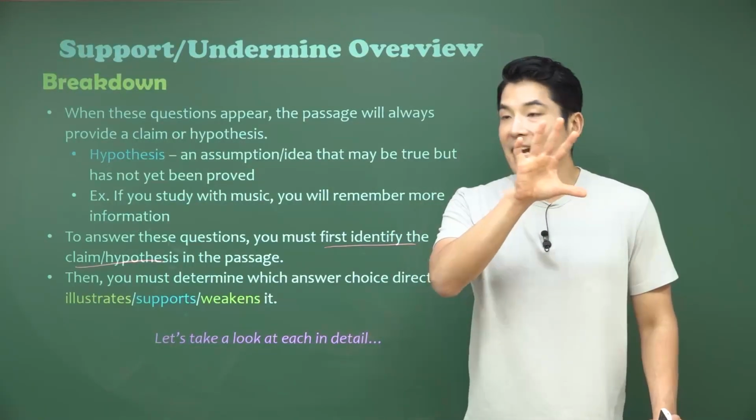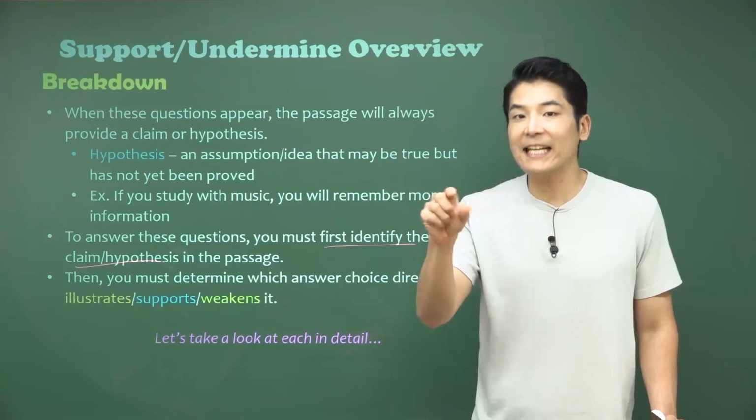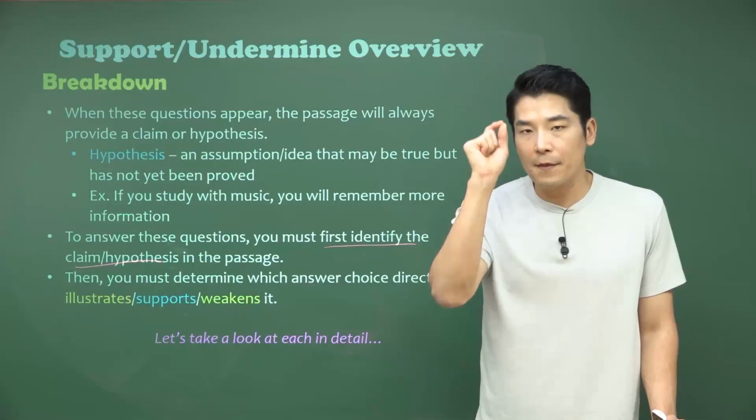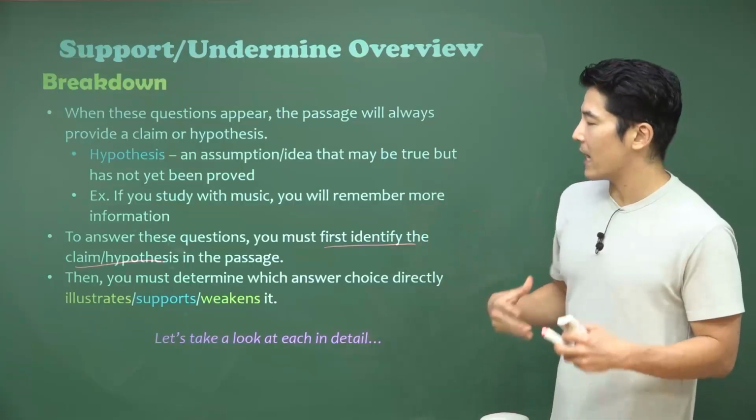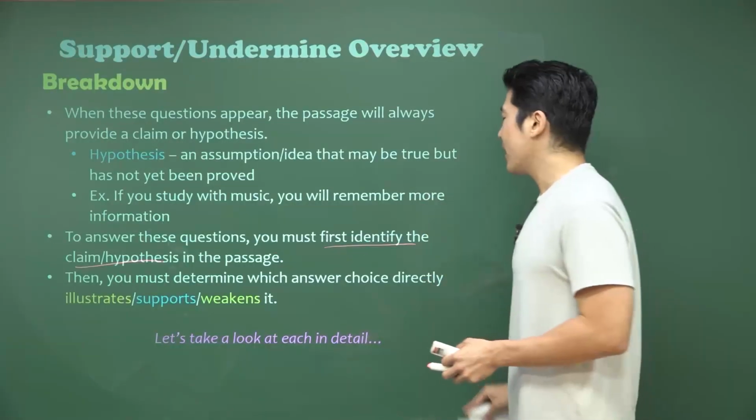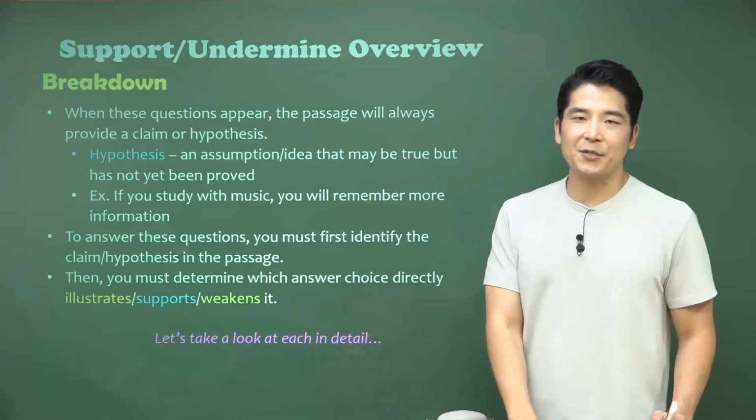Even though you read it and you think you know it, it's okay. Find it again and read it in isolation. Like, this is the claim. Then once you know what the claim and the hypothesis is, you've got to choose the answer choice that the question asks you to.